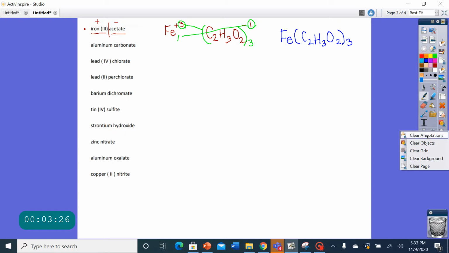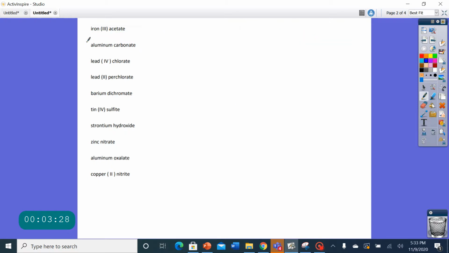Let me go ahead and clear this out. Okay, let's look at the next one, aluminum carbonate. Same thing. You want to go ahead and cut it in half. This tells me that my positive ion is the one on the left. It's always the first one, and my negative ion is the one on the right.